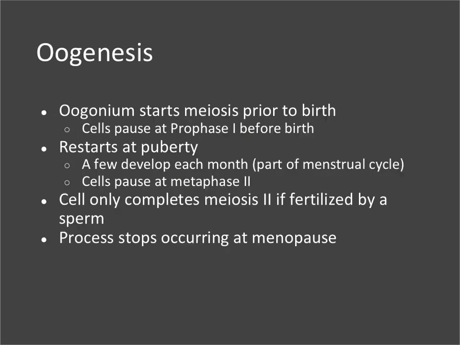Now, when it comes to reproduction, females are more complicated in more ways than one. So first of all, the stem cell is called an oogonium. And so this is the stem cell. And this cell exists in the ovary. So remember that in females, the gonad is the ovary.